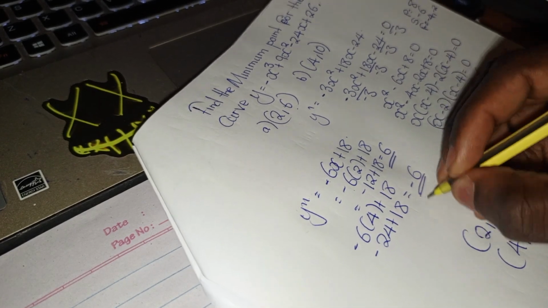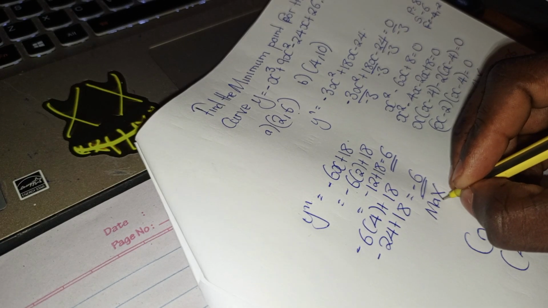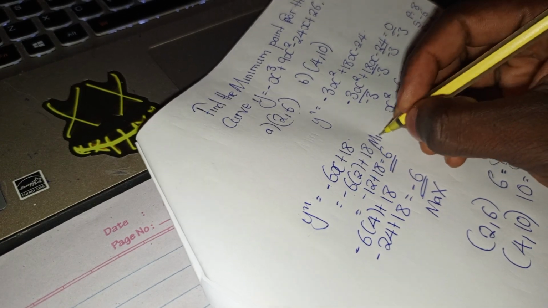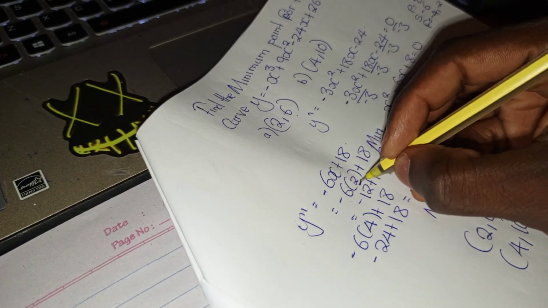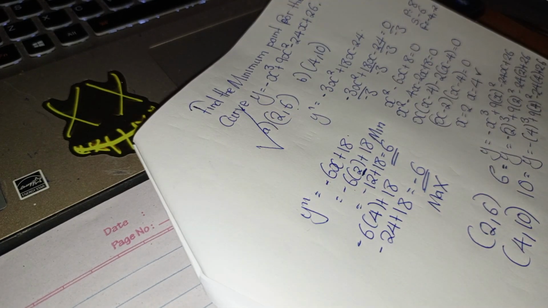Where this one, remember we said is the maximum, where we said this one is the minimum. And look at the value which gave you the minimum. It is 2. So the best answer here, it is what? A.